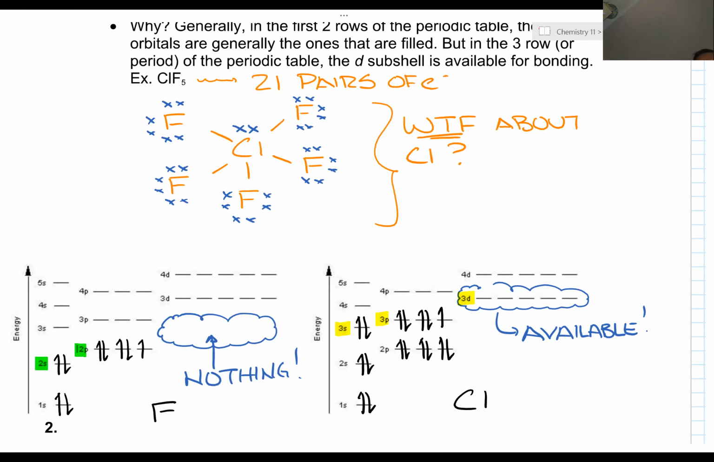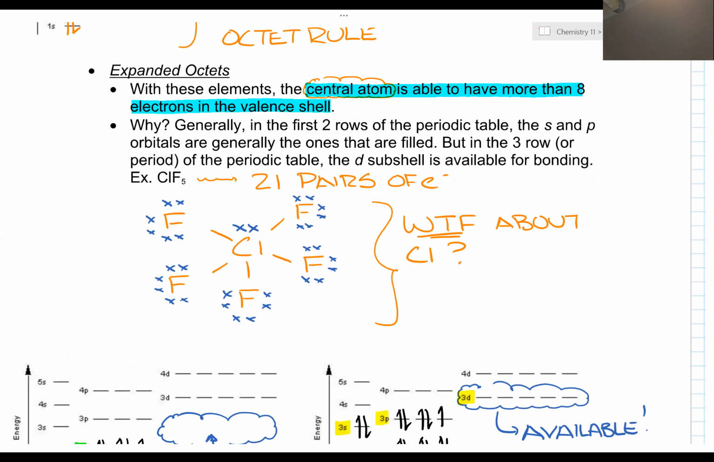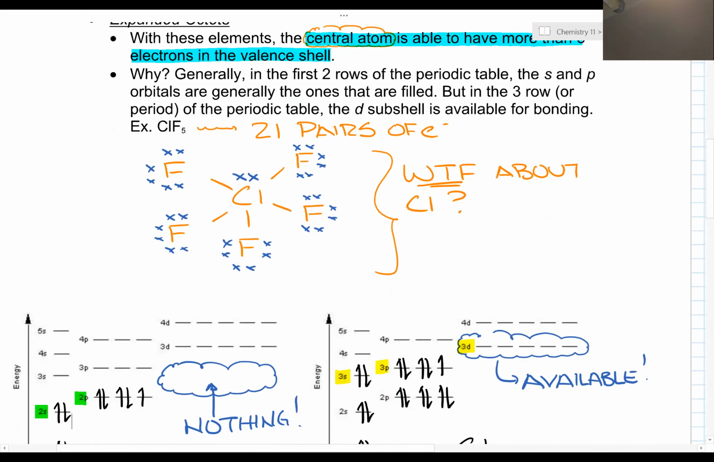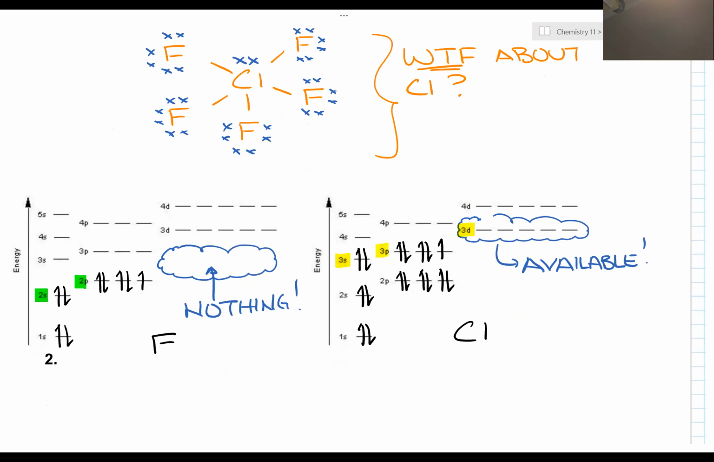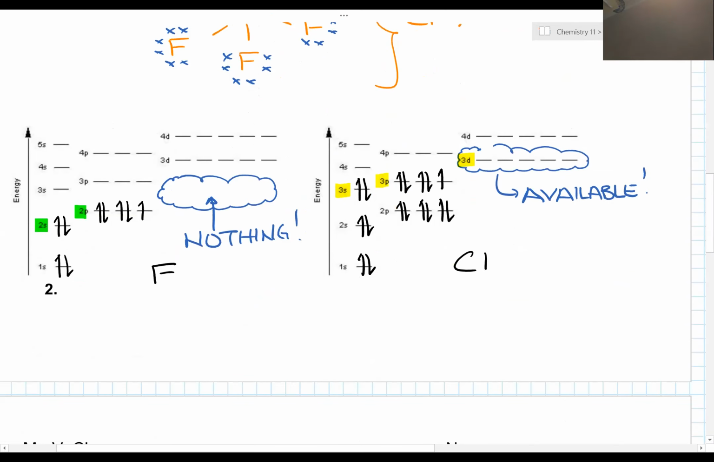Now, again, we're dealing with the central atom. Notice I highlighted it, okay? The central atom can have less or more depending on the arrangement. But if it is not the central atom, like in this case, fluorine is not the central atom, it can only have 8 electrons. Okay, so again, it applies only to the central atom.